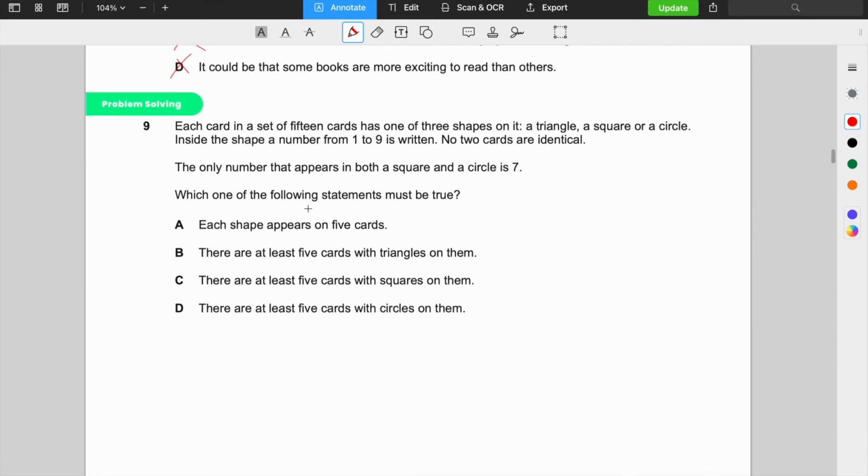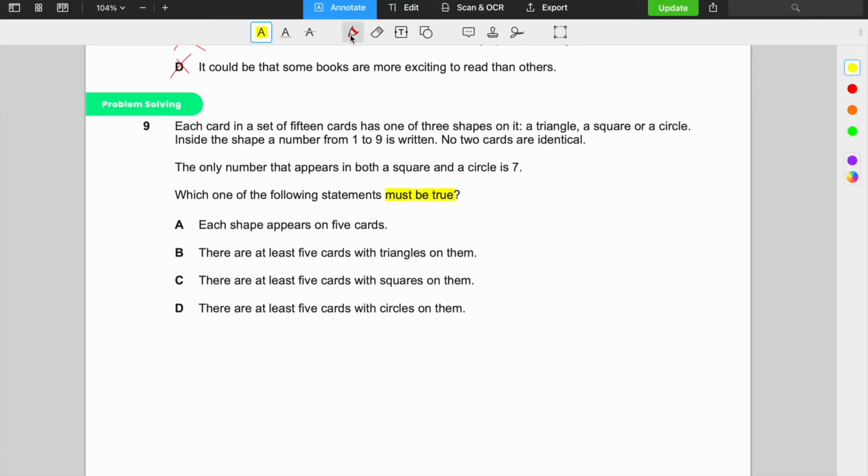Okay, question 9. Each card in a set of 15 cards has one of 3 shapes in it: a triangle, a square, a circle. Inside the shape, a number from 1 to 9 is written. No 2 cards are identical. The only number that appears in both a square and a circle is 7. Which of the following statements must be true? Key word here is must be. Okay, so there's several ways you can go about doing this.